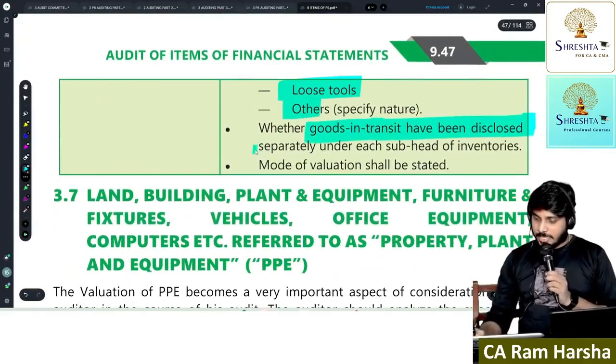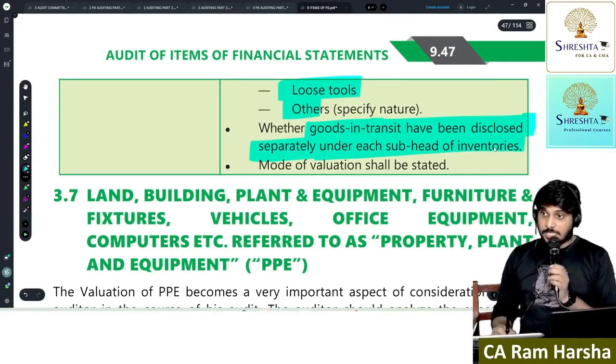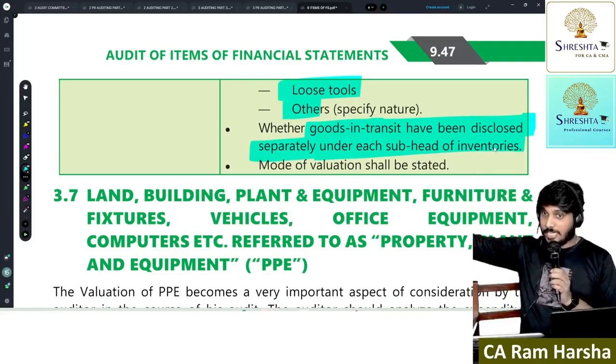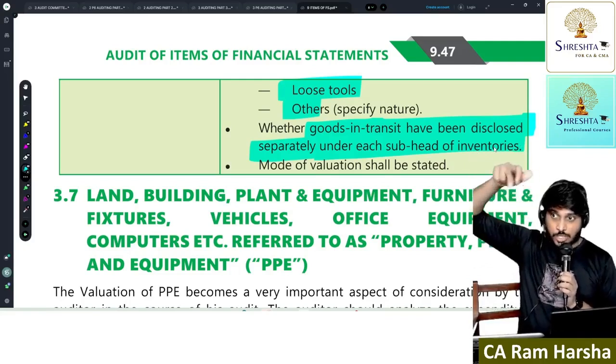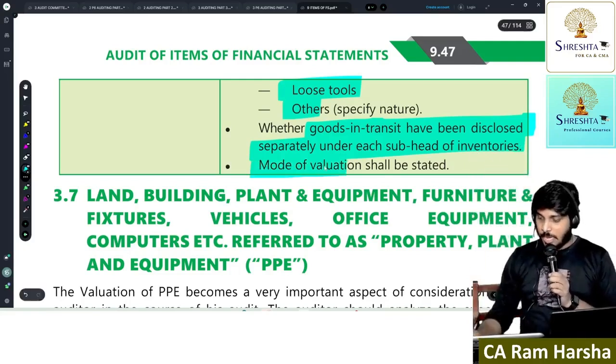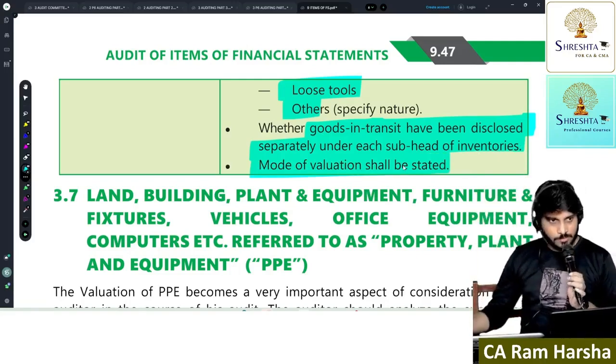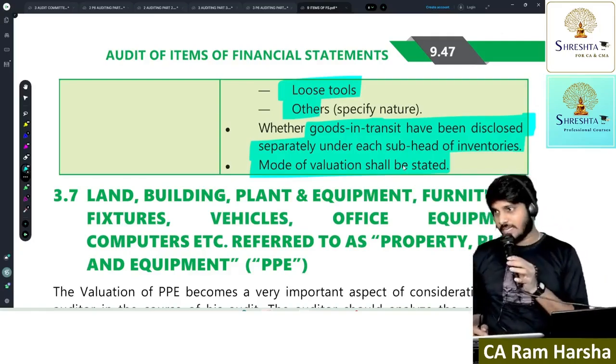Whether goods in transit have been disclosed separately under the subhead. Which goods in transit will come, I told clearly. If the goods are in transit, only the goods which are under our control should come in our books of accounts. And what should be the mode of valuation? FIFO, LIFO, weighted average shall be stated. These are the disclosure requirements regarding inventory.